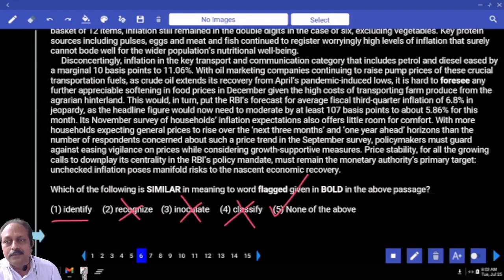What is the answer? Who has chosen the fifth option? No one. There is a subtle difference between the general word identify and a particular purpose. Please write the meaning of the word flag. Already you have written. What is the meaning you have written? Mark something as important. Write again, there itself write one more meaning. Identify something for specific action.